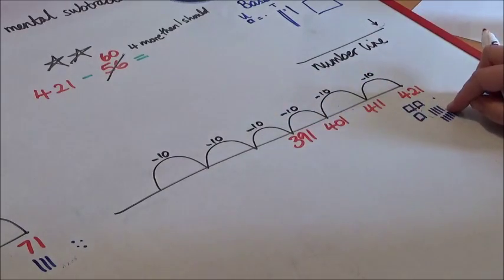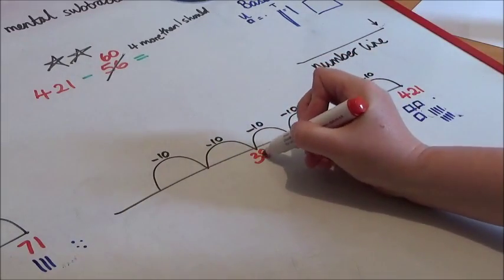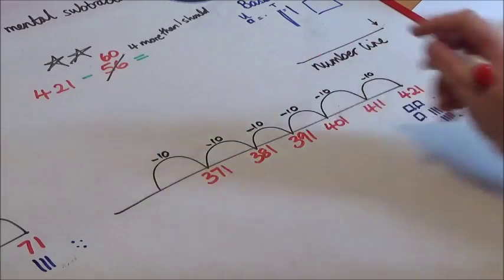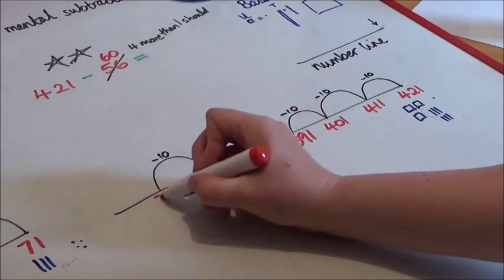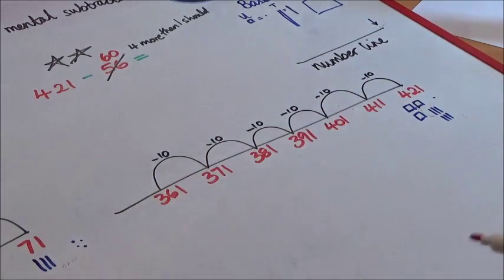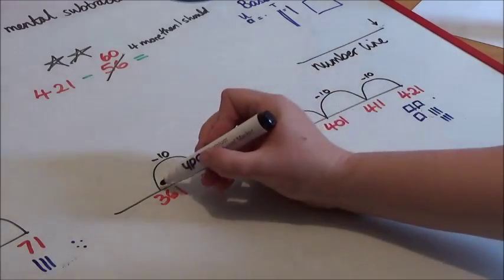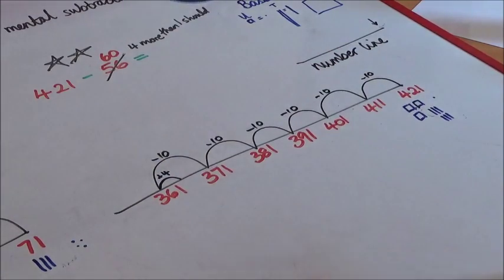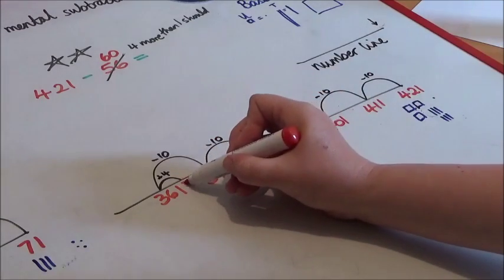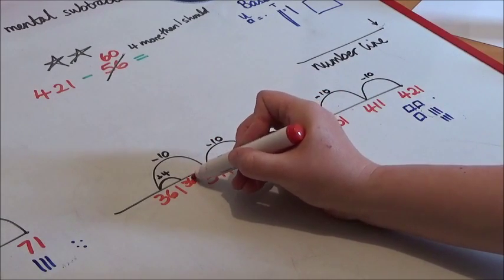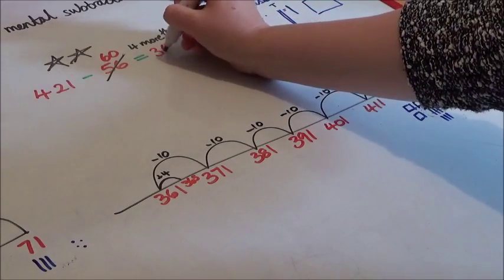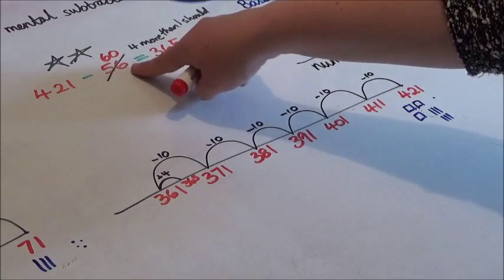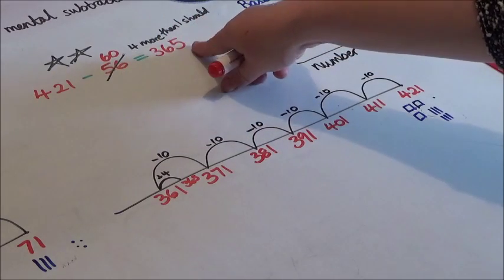391, 381, 371, 361, and then I need to pay back those 4 that I took off that I shouldn't have, which will get me to 365. 421 take away 56 is the same as 365.